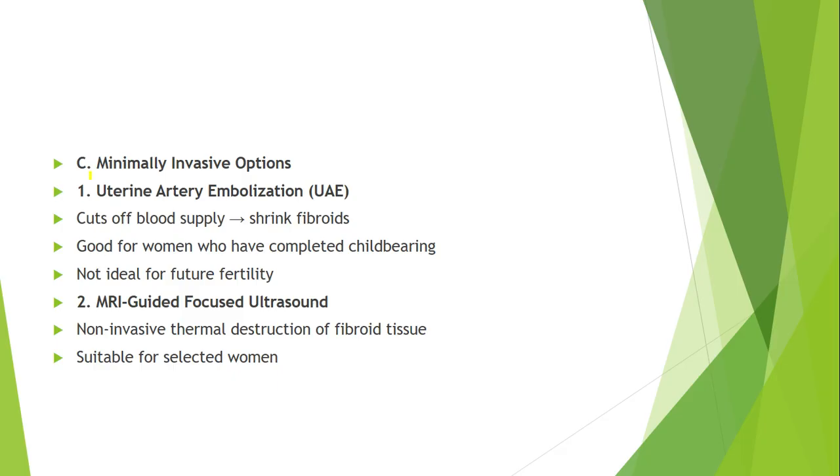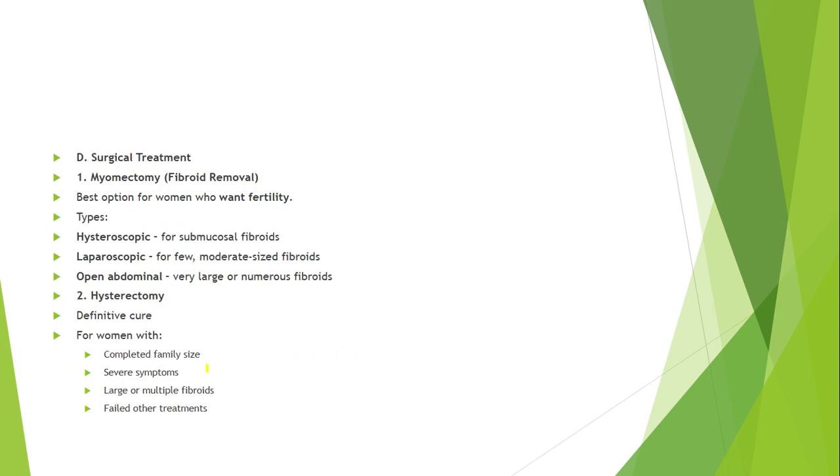So next is minimally invasive options such as uterine artery embolization (UAE). This cuts off blood supply to the fibroids and shrinks the fibroids. Good for women who have completed childbearing, not ideal for women who plan to give birth in the future, that's future fertility. Next is magnetic resonance imaging guided focused ultrasound. So this is non-invasive thermal destruction of fibroid tissue, suitable for selected women.